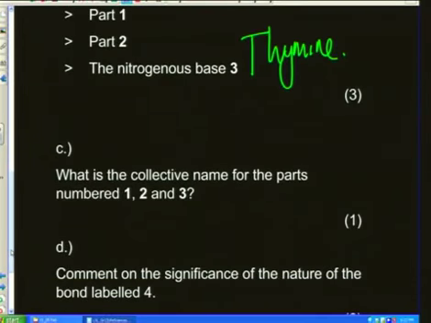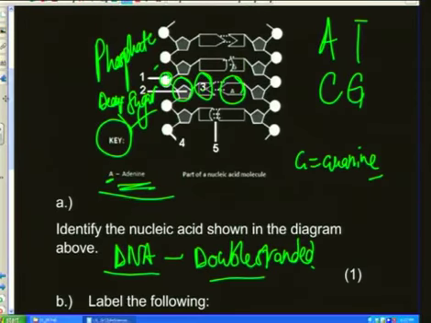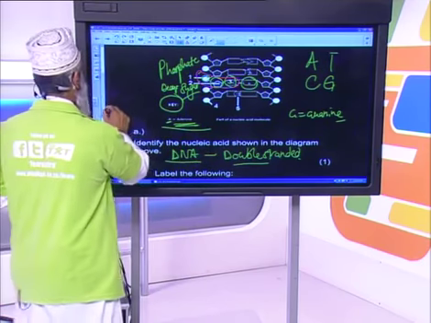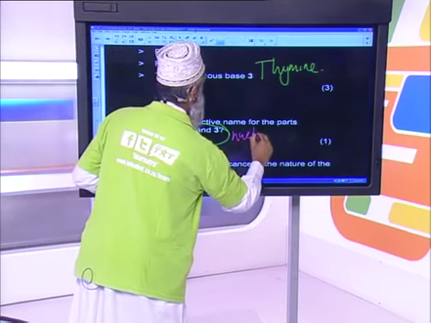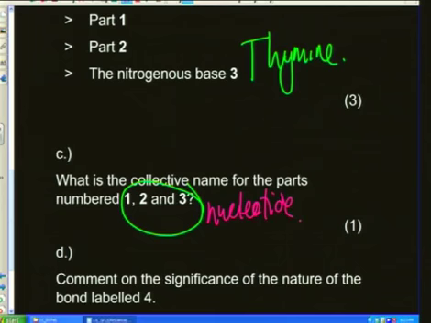What is the collective name for the parts numbered 1, 2, and 3? Let's go back. In other words, this one here, I'm going to use another color there for you. We're talking about there, 1, 2, and 3. There you go. I said to you earlier, the name for that is called a nucleotide. Nucleotide. Good. Are we together, guys?